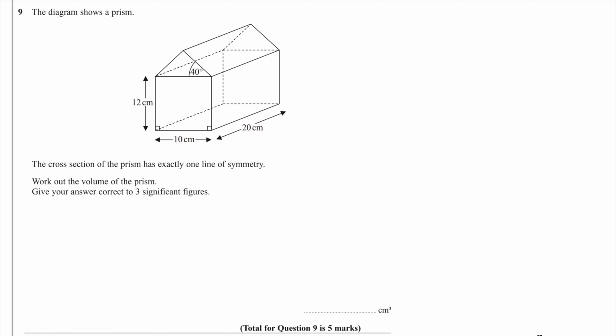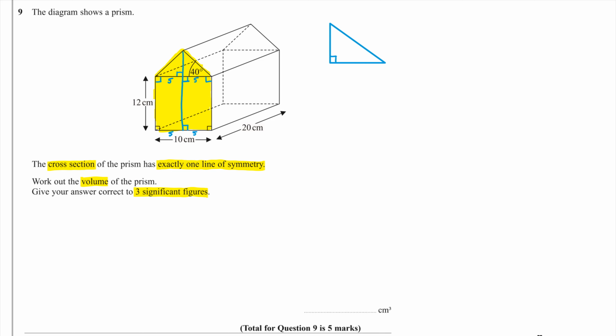Question 9. The diagram shows a prism. The cross-section of the prism has exactly one line of symmetry. Work out the volume of the prism. Give your answer correct to 3 significant figures. We can start by drawing in the line of symmetry. This is going to create some right angles here. It will also split the 10 cm line into 5s and 5s.